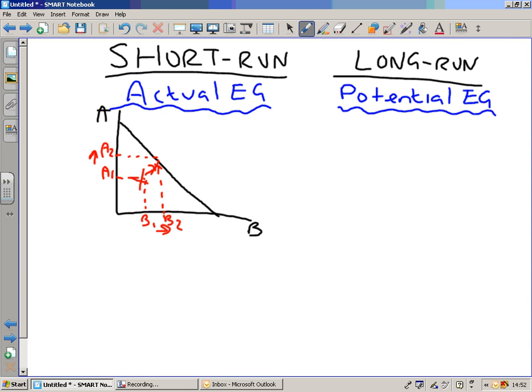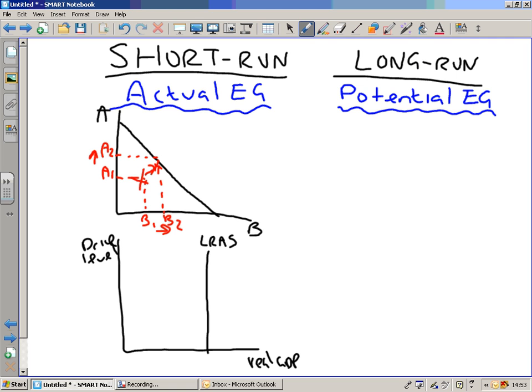Actual economic growth. We can show this through an ADAS diagram. So we have price level on the vertical axis, real GDP on the horizontal. If I was to show a classical LRAS curve, that is the production possibility boundary, and it's the maximum the economy is capable of making.